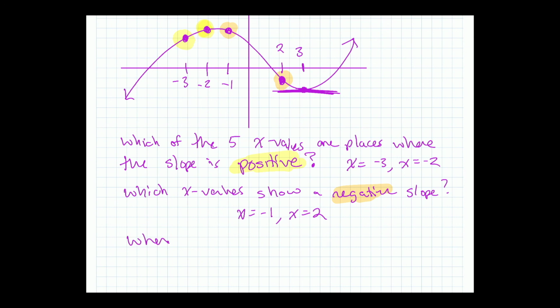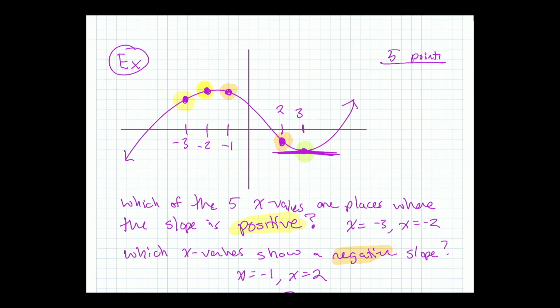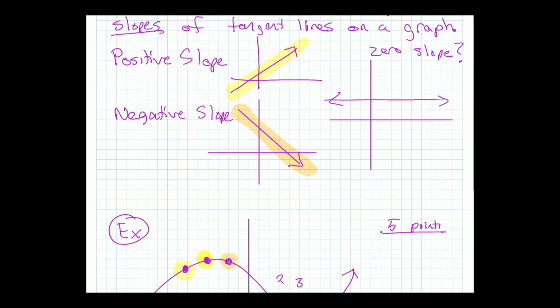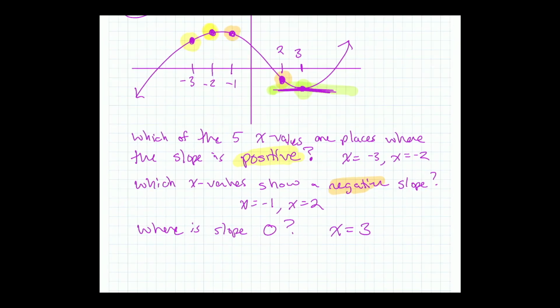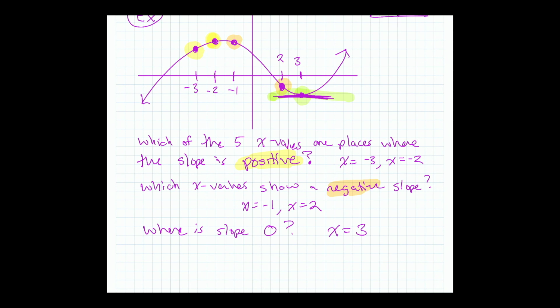Now, where is the slope 0? Well, there's only one left, right? Just right here. So x equals 3. And that's where the slope is horizontal, right? Like this. Oops, not like that. Like this. And the tangent line here is horizontal. So that's what we're looking for. And those are pretty easy as long as you know what positive, negative, and zero slopes look like.